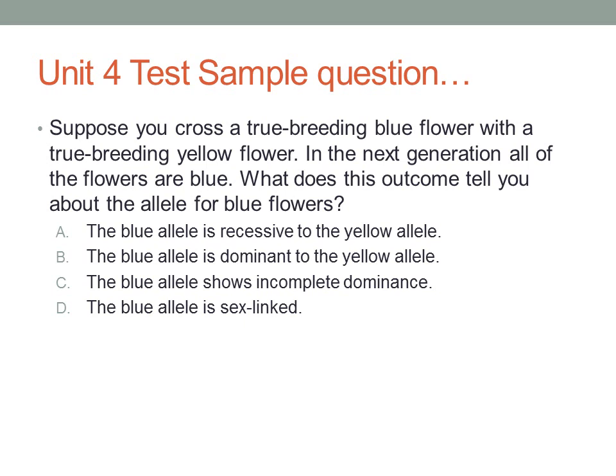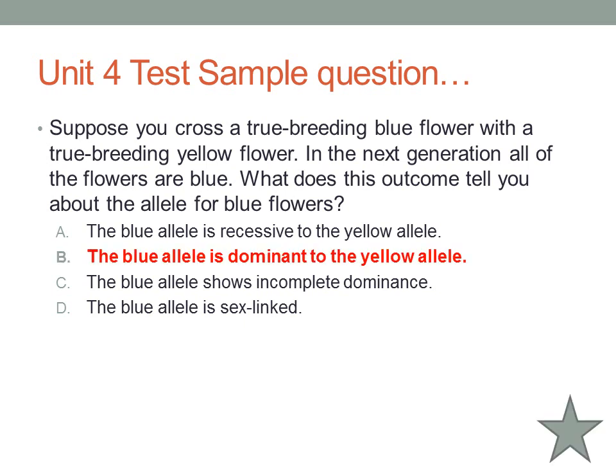Right, here's the last question for the Unit 4 test sample questions. Suppose you cross a true breeding blue flower, which means it only has blue genes, with a true breeding yellow flower, which means it only has the yellow genes. In the next generation, all of the flowers are blue. What does the outcome tell you about the allele for blue flowers? The blue allele is recessive to the yellow allele, or is the blue allele dominant to the yellow allele, or does the blue allele show incomplete dominance, or is it sex-linked?